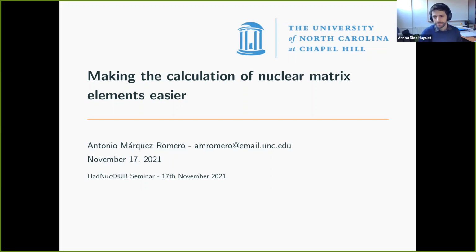He finished his thesis successfully in 2020 and has been a postdoc at North Carolina for around 2 years. And Antonio will be talking today about how to make the calculation of nuclear matrix elements for neutrinoless double beta decay easier.